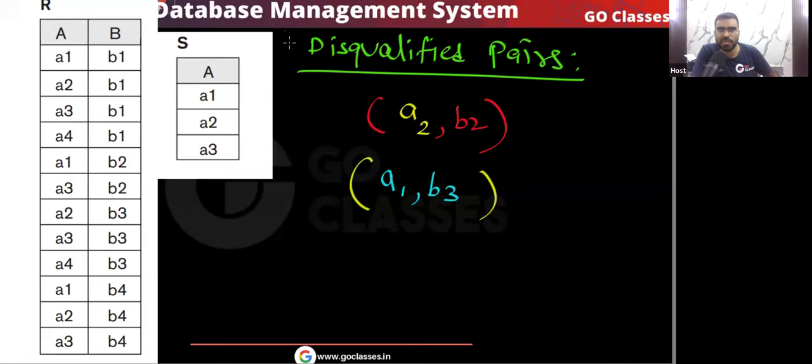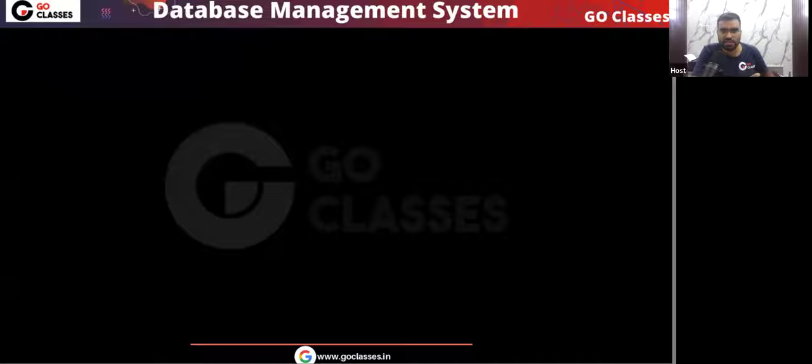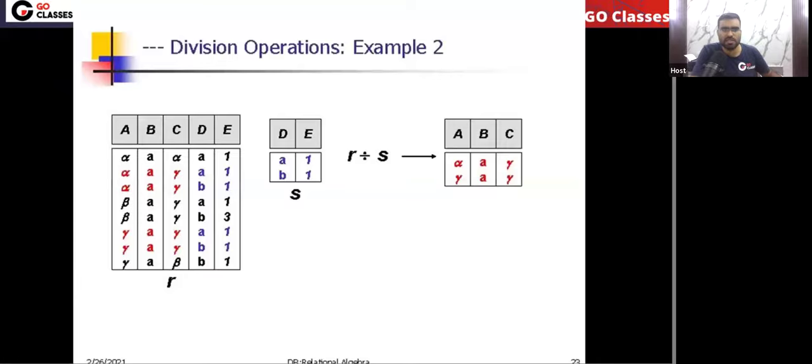These are ideal minus actual. What else? You can see B4 is fine. Okay, so remember these are disqualified pairs, ideal minus actual. Anyway, I hope this point is clear. Now let's move on. Is this clear?